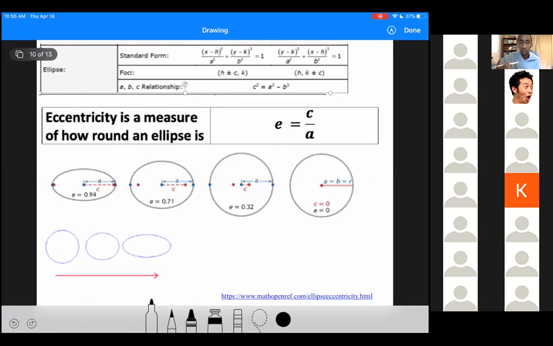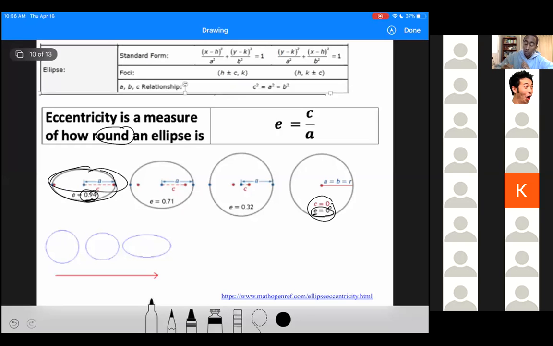What c over a tells you is basically how round or how circular or how stretched the ellipse is. So the more circular it is, the closer the eccentricity, e being eccentricity, is going to be to 0. The more stretched out it is, the closer the eccentricity is going to be to 1. So the more circular it is, the closer the eccentricity will be to 0. The more stretched out it is, the closer the eccentricity will be to 1.